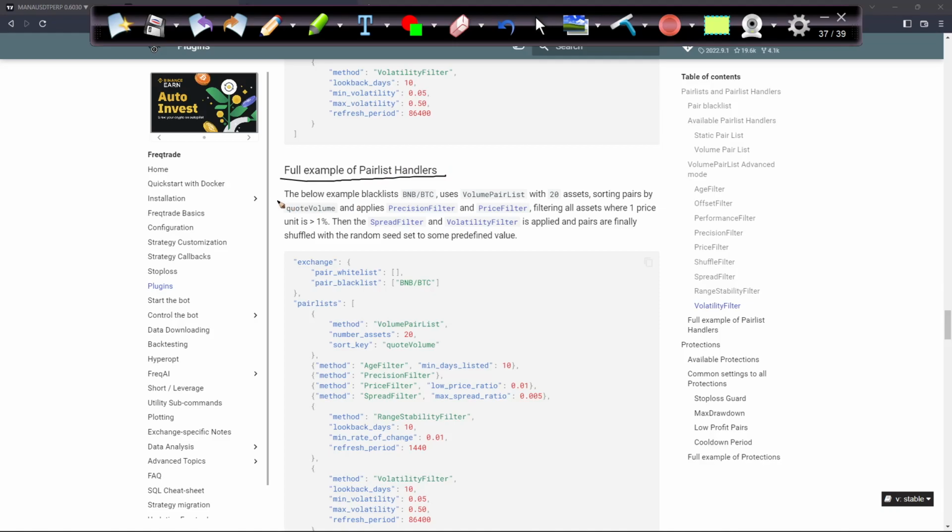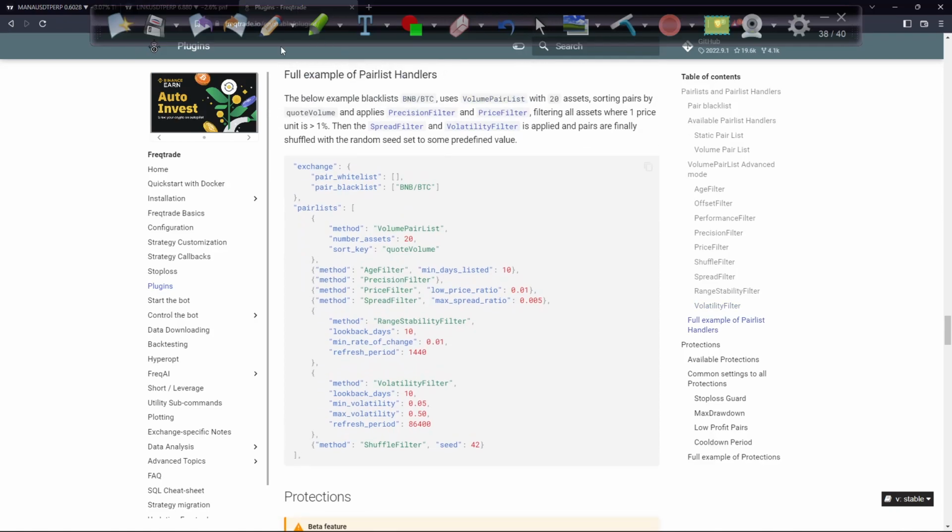Okay, the below example blacklists BNB BTC, uses volume pair list with 20 assets, sorting pairs by quote volume, and applies precision filter and price filter, filtering all assets where one price unit is greater than 1%. Then the spread filter and volatility filter are applied, and pairs are finally shuffled with the random seed set to some predefined value. Okay, so we have all these examples over here, and let me just go through them one by one.